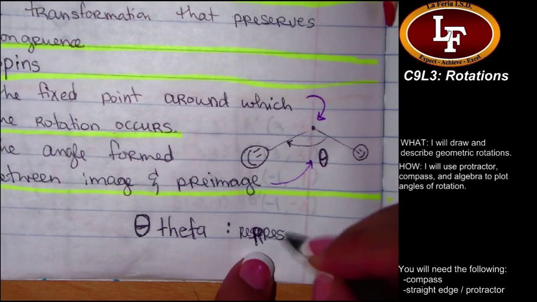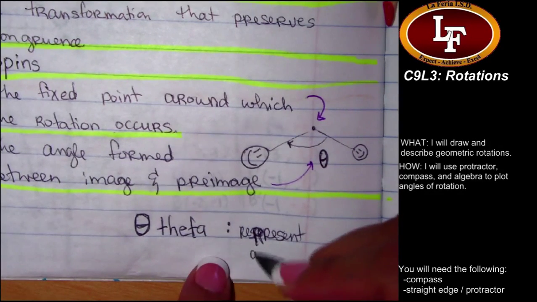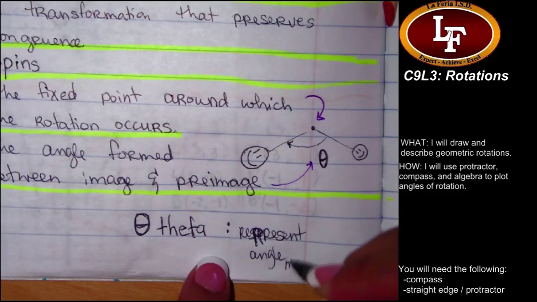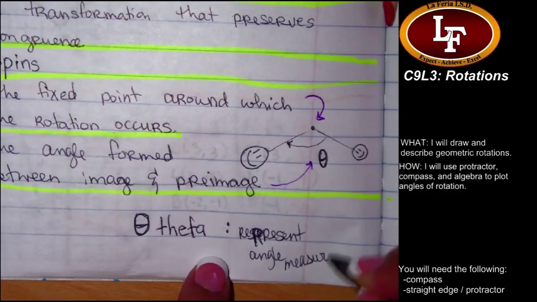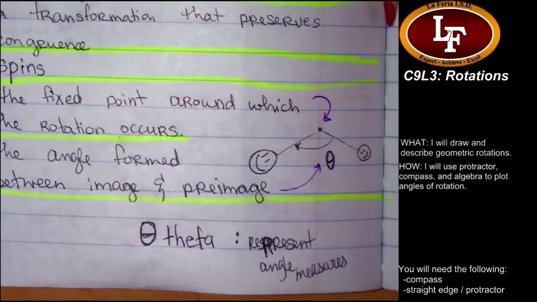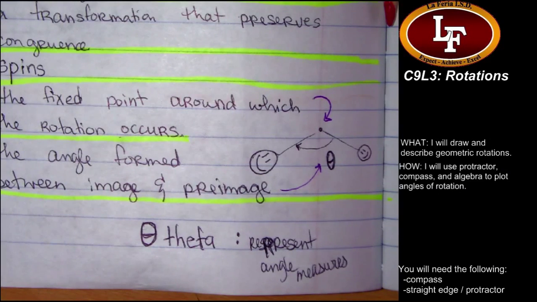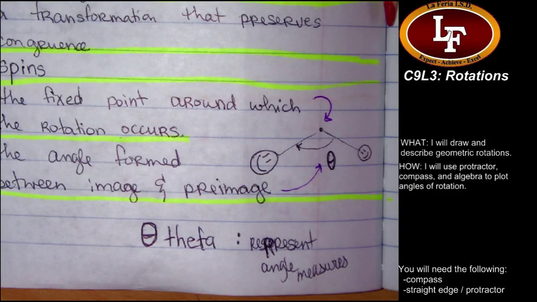Represent angle measures. Okay, so no longer will we be using x as the variable for angle measures. From here on out, we'll be using theta as our symbol for angle measures. And this system of using theta will continue on for you well into the upper mathematics and through college, okay? So this will be the symbol for angle measures.